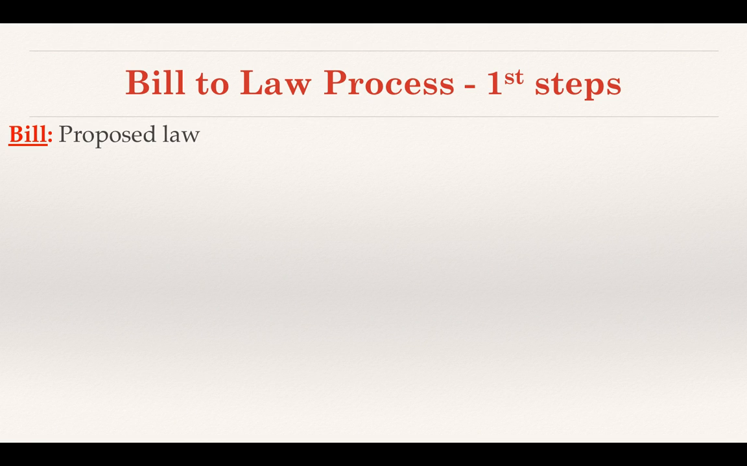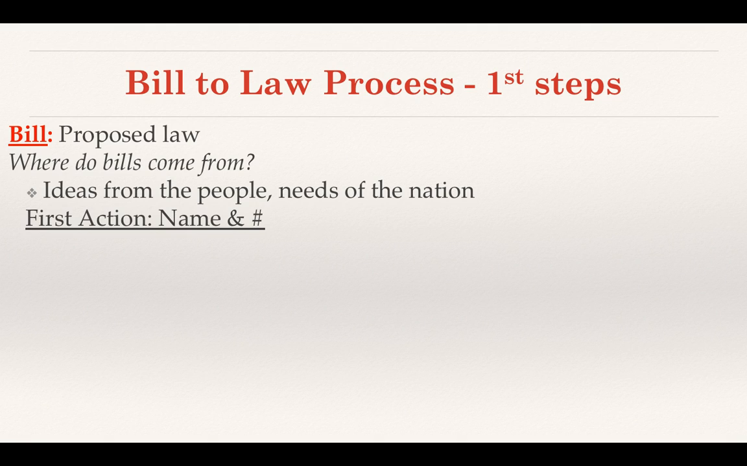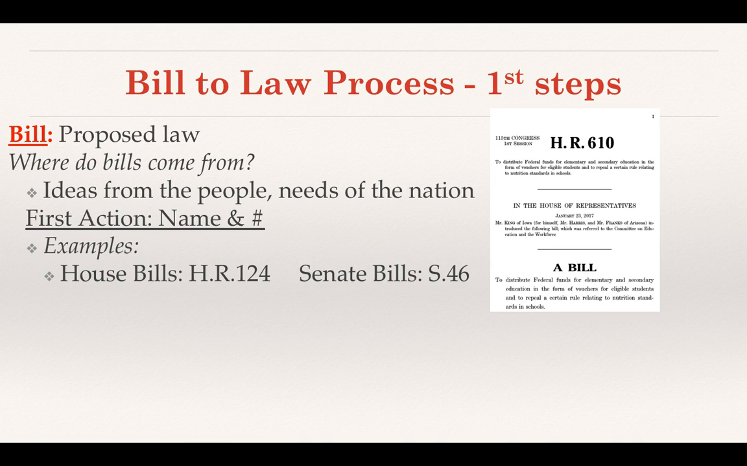A bill is known as a proposed law. Where do bills come from? Bills are ideas from the people, needs of the nation. The first action would be to name and number the bill. If it's an HR bill, it originates in the House of Representatives, Congress. If it's an S bill, then it starts in the Senate. But then there's also a name given to it, whether it's the Brady Bill or the Defense of Marriage Act. Those are examples of that.